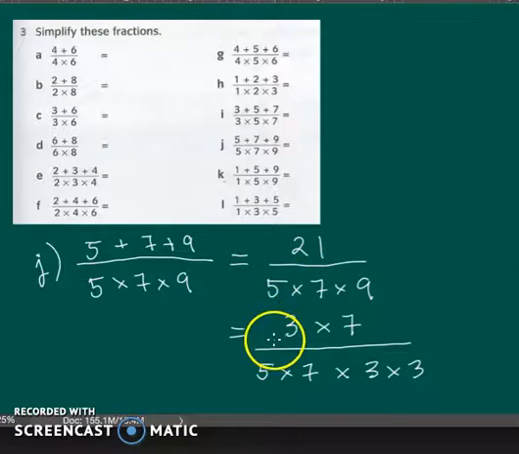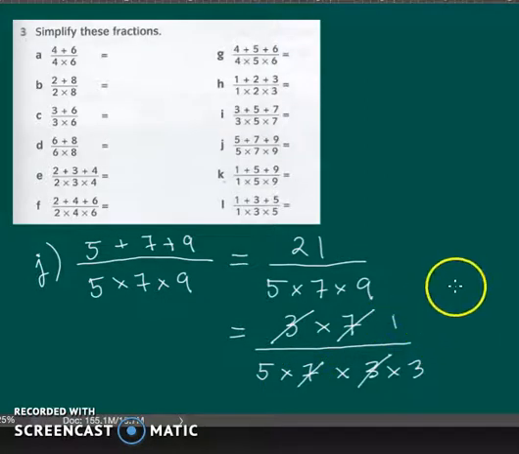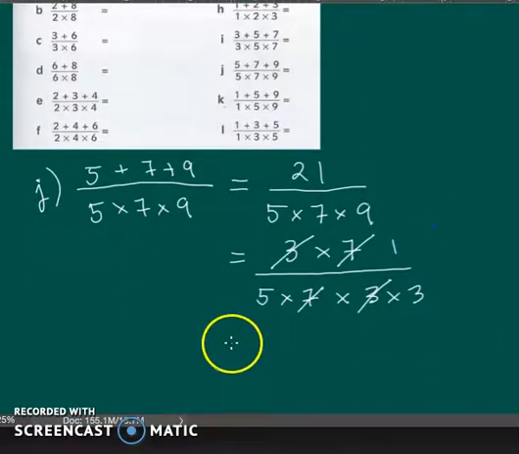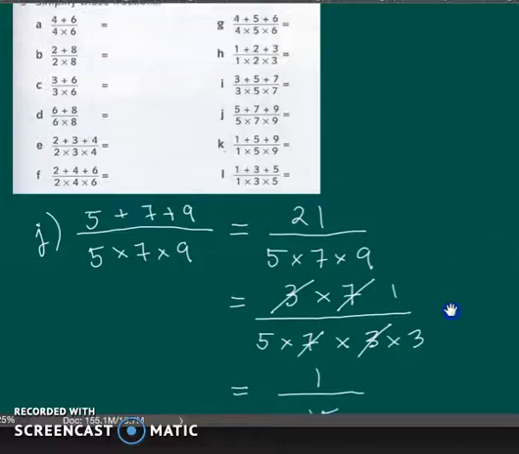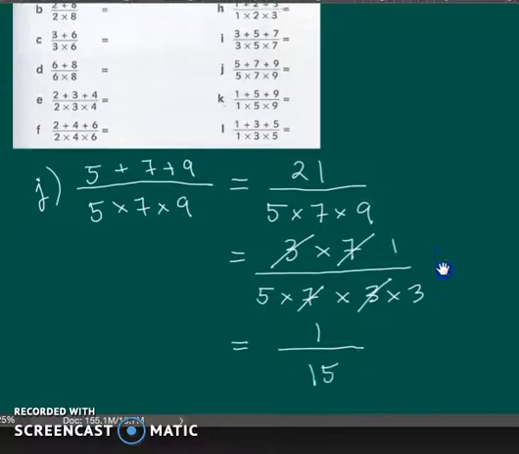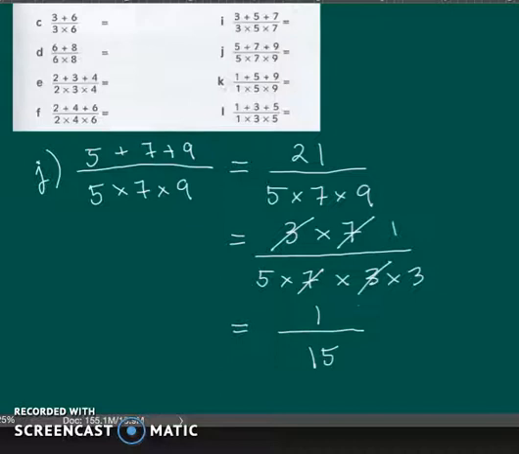So I'm going to cancel this 3 in the numerator with one of the 3's down here, and the 7 with this 7 down here. So this will just be 1. And I can rewrite this as 1 over 5 times 3, which is 15. And that is my simplified fraction.